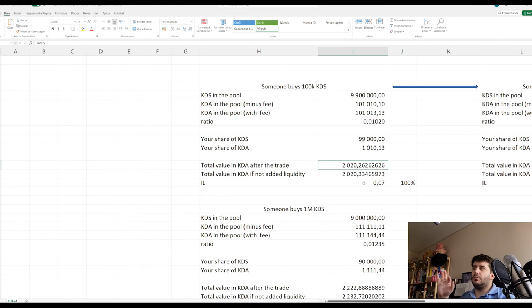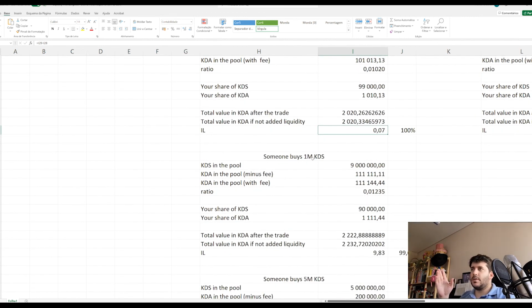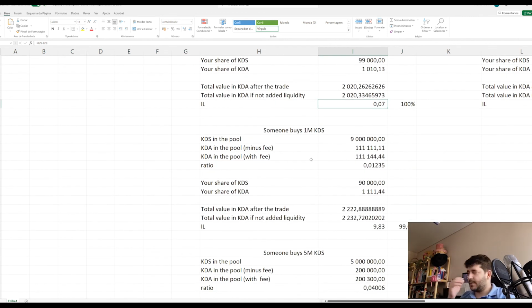So basically your impermanent loss is 0.07 KDA. So you would be better off if you had not provided liquidity. But even 0.07 doesn't seem like a lot, right? So let's see another example. Let's say someone buys 1 million KDS.